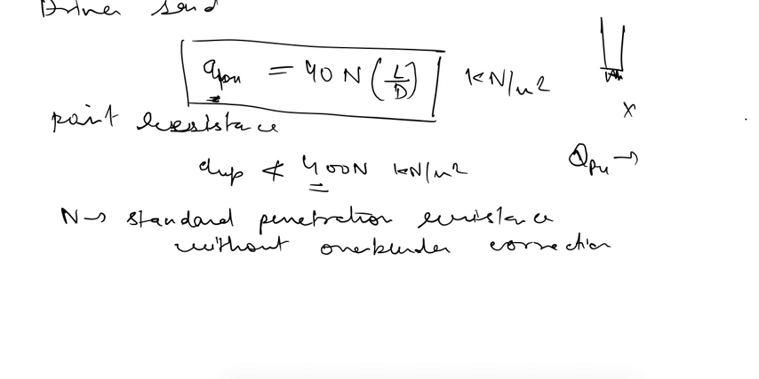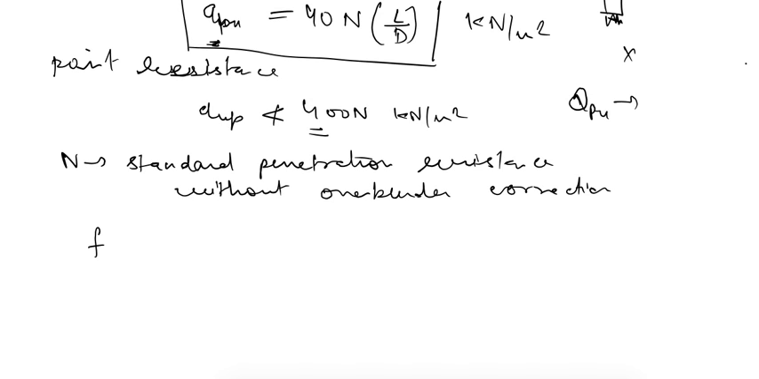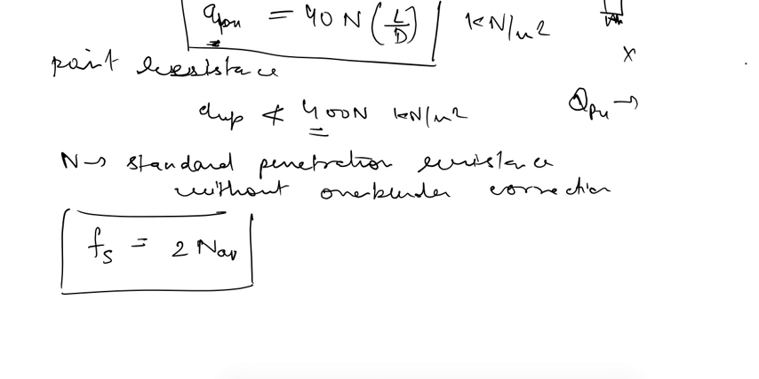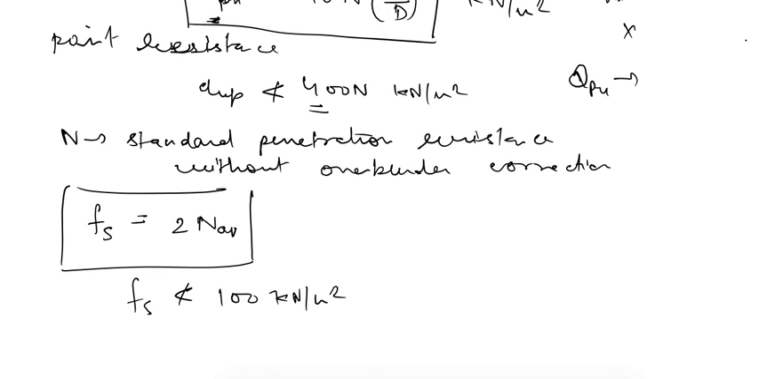And apart from that, this is for the end bearing resistance, and for the skin friction resistance, this relation is given as Fs is equal to 2 times N average. So the average value of N is taken in this case, and twice of that value is our skin friction resistance, and this value should not be greater than 100 kilonewton per meter square. So these are the formulae using which we can relate the standard penetration test data with our skin friction and end bearing resistance.